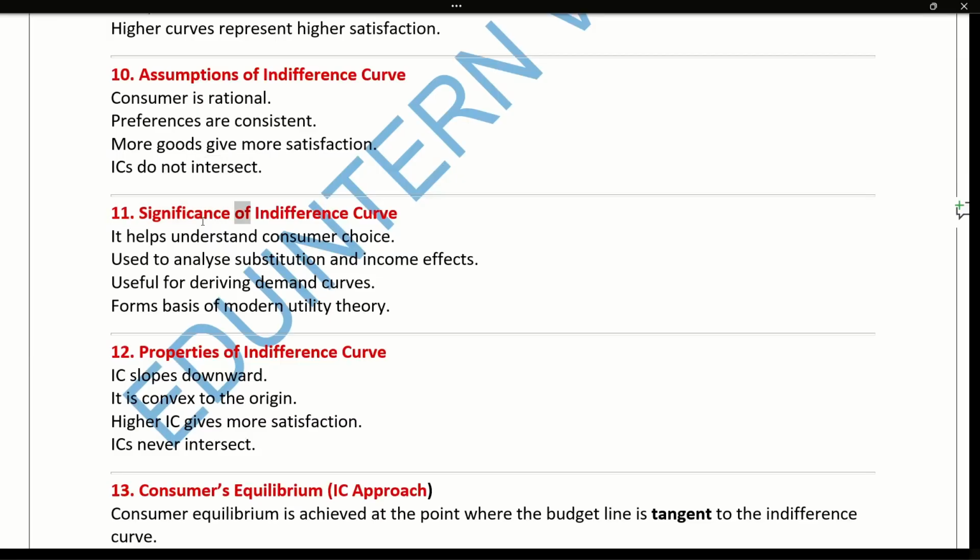11. Significance of Indifference Curve. It helps understand consumer choice. Used to analyze substitution and income effects. Useful for deriving demand curves. Forms basis of modern utility theory.